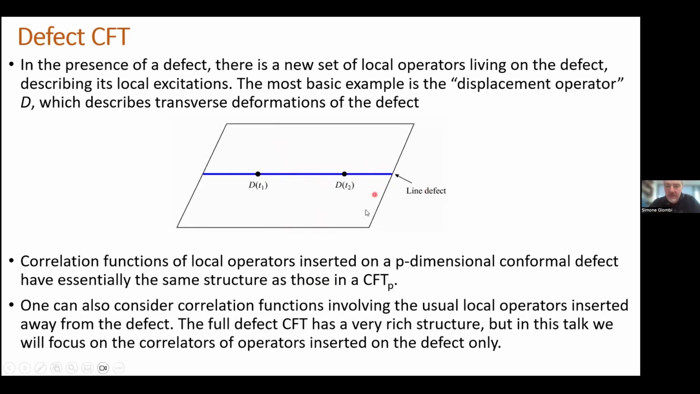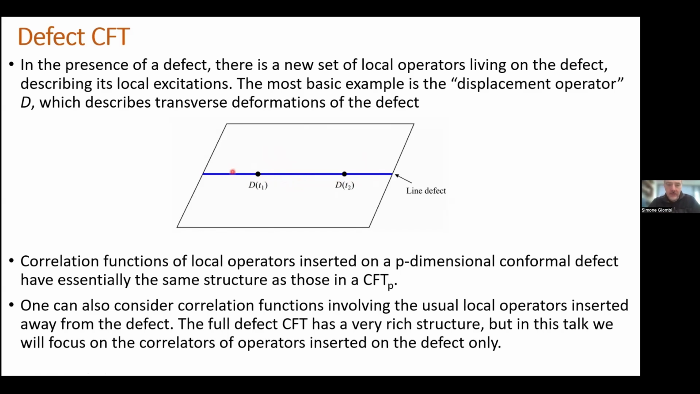So in this picture, the plane is supposed to describe the full CFT. Then we consider a line defect in that CFT. And if we want to study the deformation of that line defect, that can be effectively described by studying correlation functions of some operators that live on the defect, which are called displacement operators.